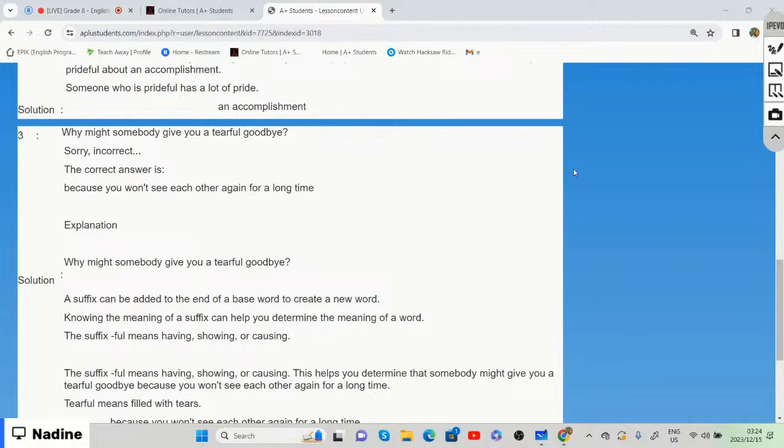So why might somebody give you a tearful goodbye? So tearful, and that is because you won't see each other again for a very long time, or you won't just see somebody again actually for a very, very long time.